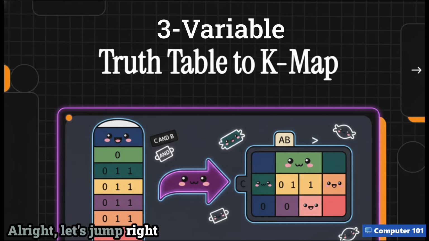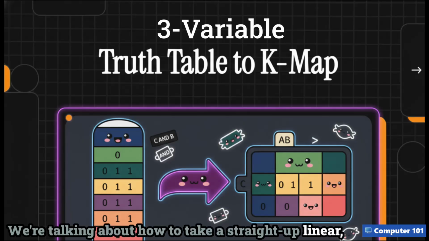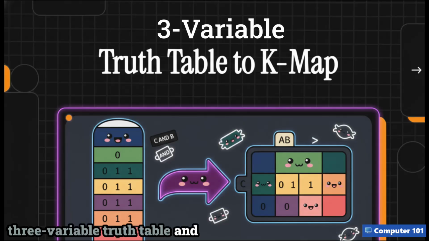All right, let's jump right in. Today, we're going to tackle something super fundamental in digital logic. We're talking about how to take a straight-up linear three-variable truth table and transform it into its much more powerful cousin, the Karnaugh Map. And don't worry, we're going to build this thing out step by step so you'll see exactly how it all comes together.